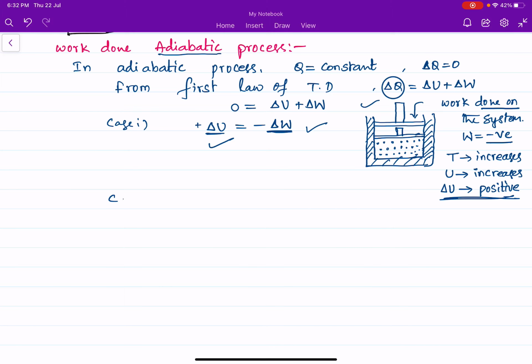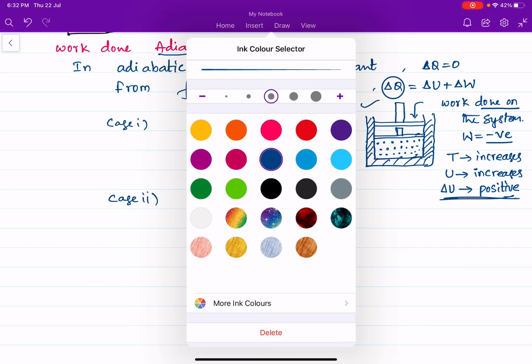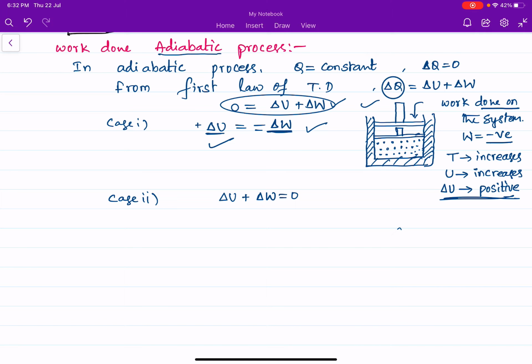Okay, now case 2. I am keeping this negative sign here. So here again I am coming from the equation delta U plus delta W is equal to 0. Delta U plus delta W equal to 0. Now, delta W is equal to minus delta U. I can write it like this also.